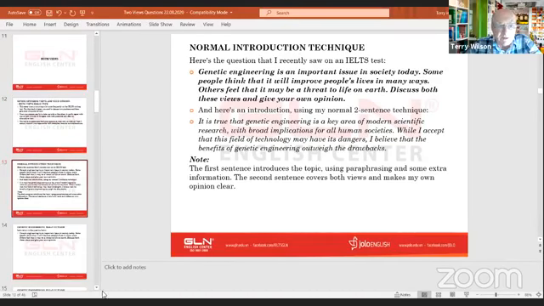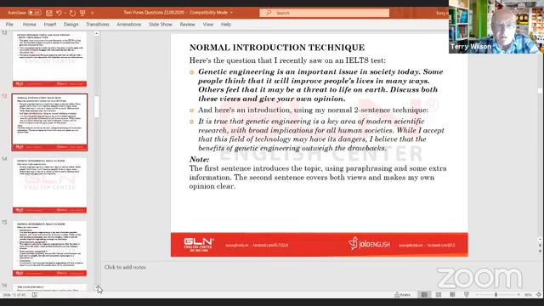So let's have a look at another introduction, a question with an introduction. So here's a question that I recently saw on the IELTS test. Genetic engineering is an important issue in society today. Some people think that it will improve people's lives in many ways. Others feel that it may be a threat to life on Earth. Discuss both views and give your own opinion.